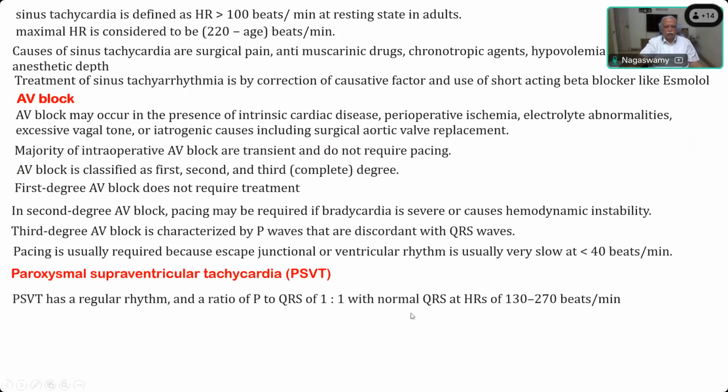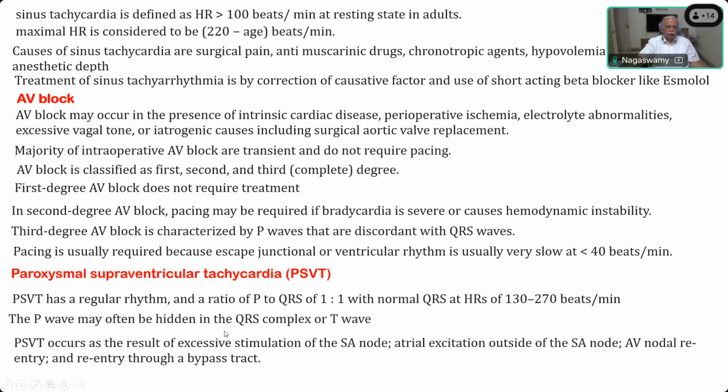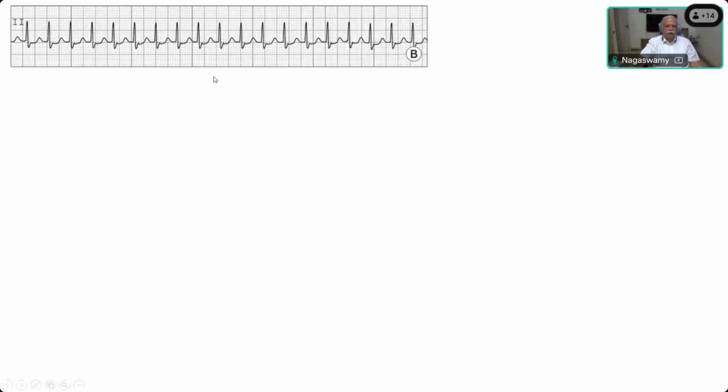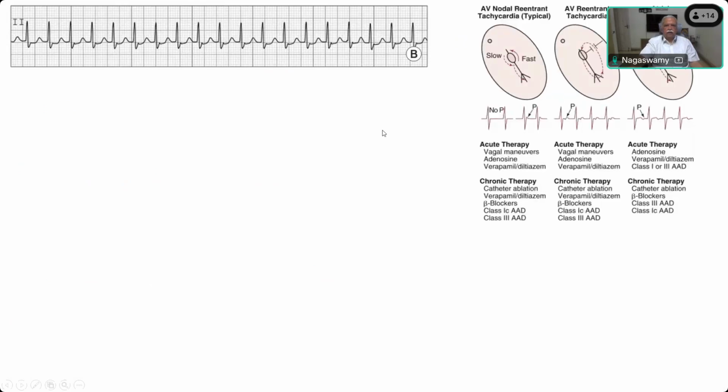It is usually at a heart rate between 130 to 270 beats per minute. In classical SVT, you should have a P wave, but sometimes the P wave may be hidden in the QRS complex or in the T wave, and it occurs with excessive stimulation of the SA node or atrial excitation. There are four mechanisms by which it can happen, and this is the way the ECG will look, and these are all the mechanisms of how they happen.